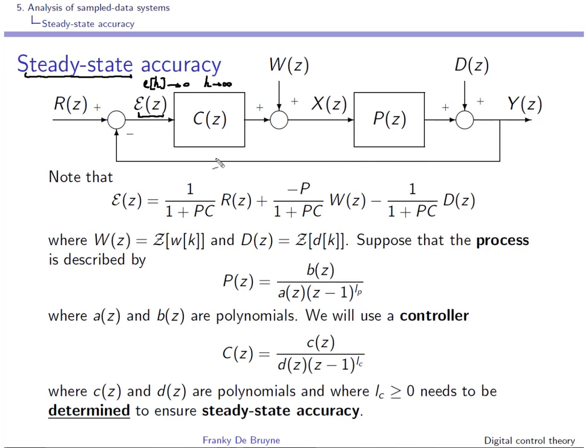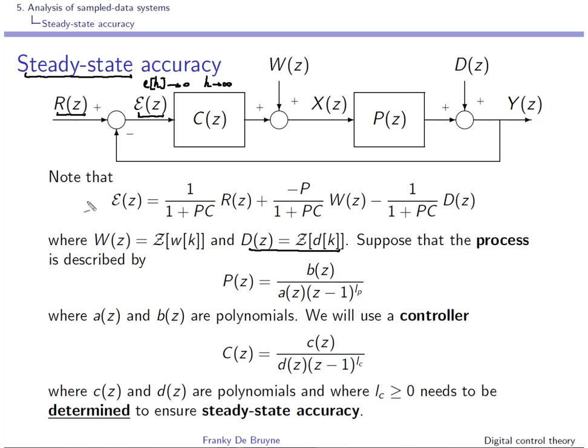So this is the closed loop system that we are considering. We have the reference input, that's the set point. We have disturbances at the output, and we assume here that D(z) is the Z transform of d(k). And we have load disturbances W(z), and we assume that W(z) is the Z transform of a signal w(k). So what we can do is write this epsilon(z) as a function of the input signals.